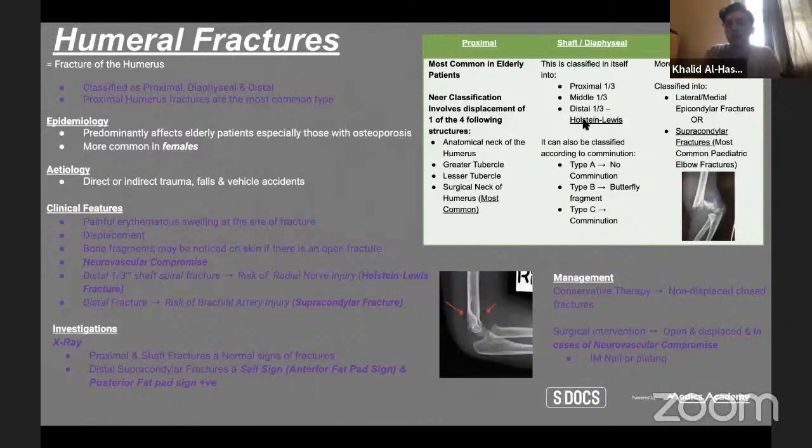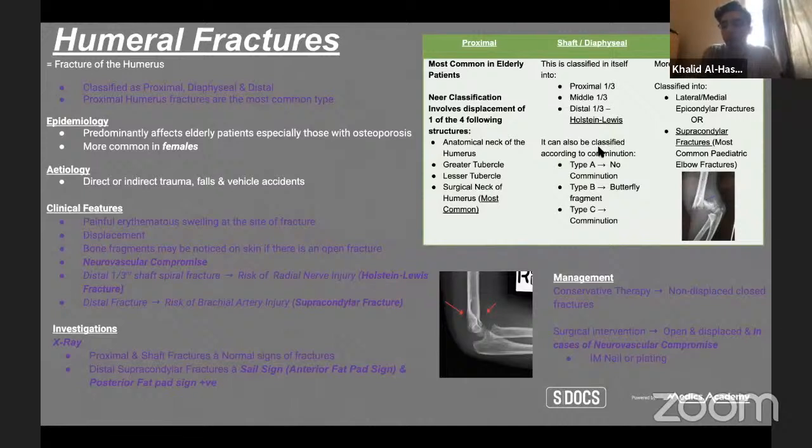The reason for this is because it is known as a Holstein-Lewis fracture. A Holstein-Lewis fracture is the fracture of the distal third of the shaft. And generally the reason why it's important is because the radial nerve tends to wrap around the humerus following the radial groove closer towards the distal portion of the shaft. Therefore, a fracture there also causes potential palsy by damaging the nearby radial nerve. It can also be classified according to comminution.